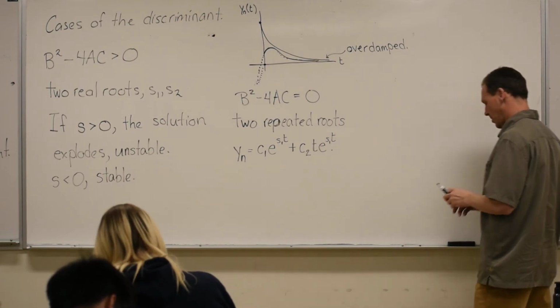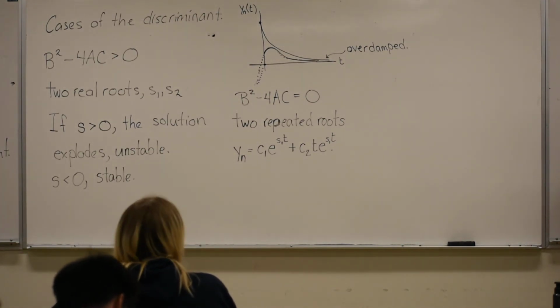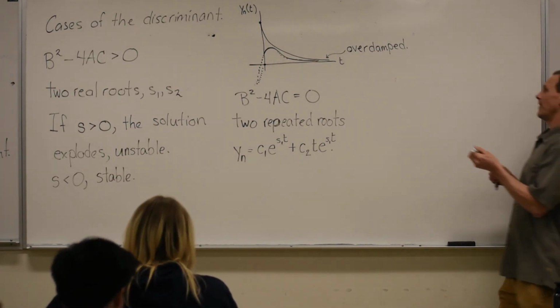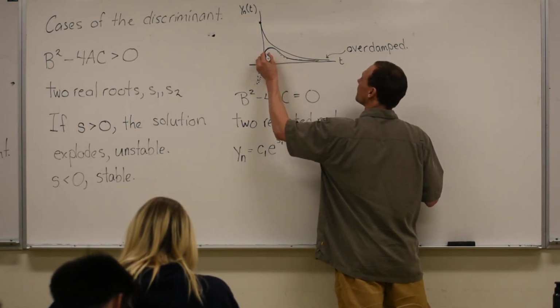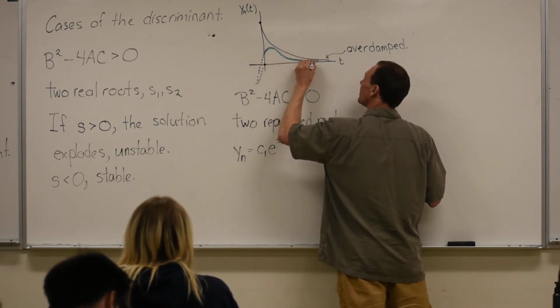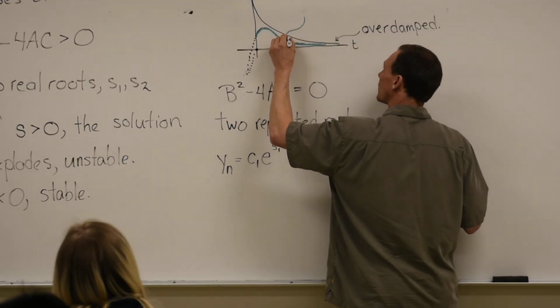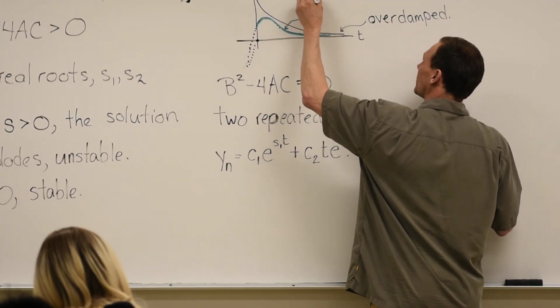So we have a picture that looks something like this. I should have done that in another color. I have other colors. So we'll make that a pretty blue. This one is called critically damped.